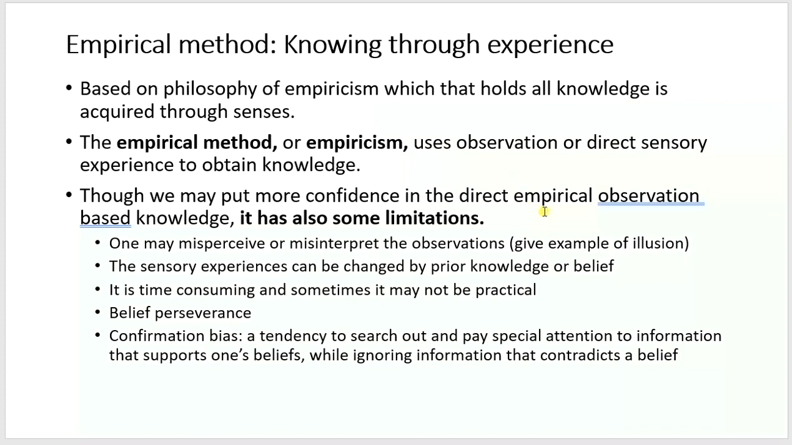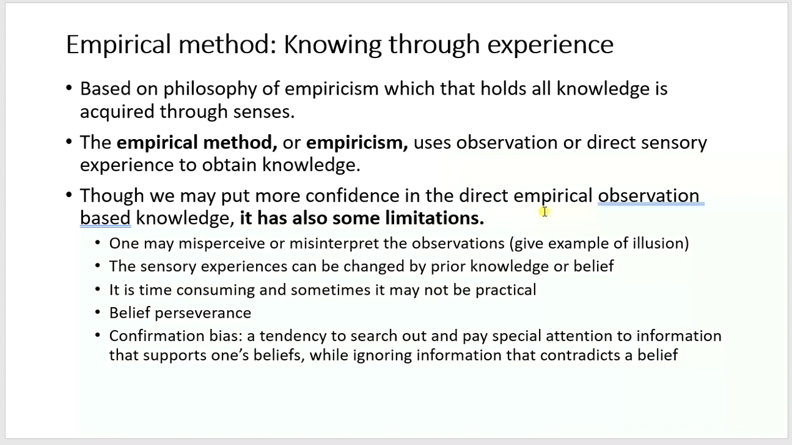First, one may misperceive or misinterpret the observations, and you all being students of psychology know the examples of illusion. For example, when we stand and see two tracks of railways, they will appear to be touching each other when we see them far away from where we are standing.